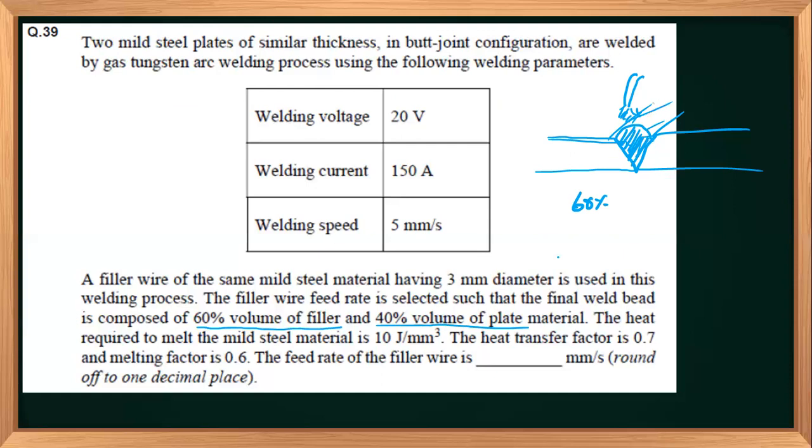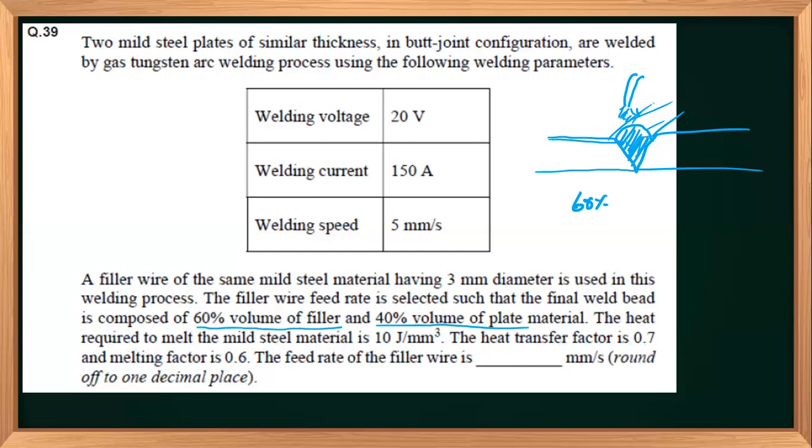So 60% is contributed from the wire melting. The heat required to melt the mild steel is given as 10 joules per millimeter cube. So this is a specific energy, right? It is required for melting one unit volume of material, given as 10 joules. The heat transfer efficiency is 0.7 and the melting factor is 0.6. So both the heat transfer efficiency and melting efficiency are given.